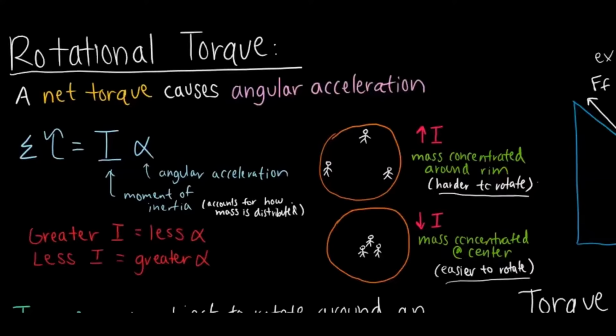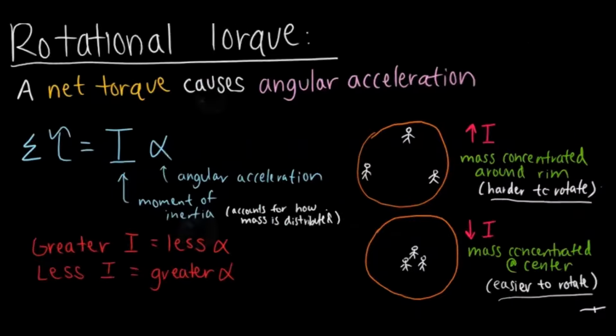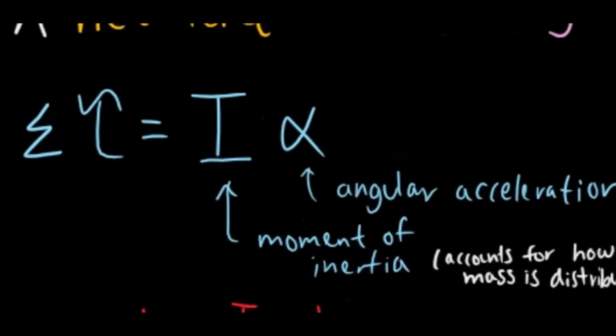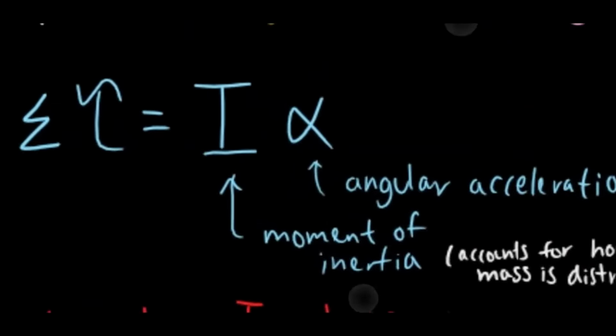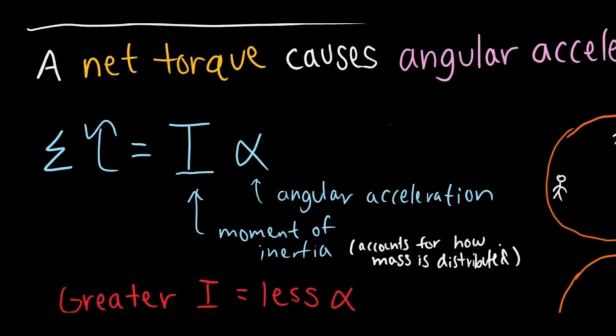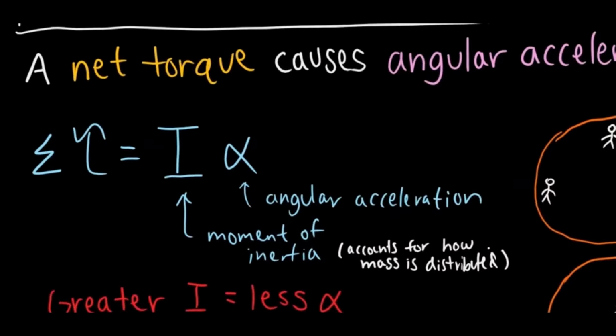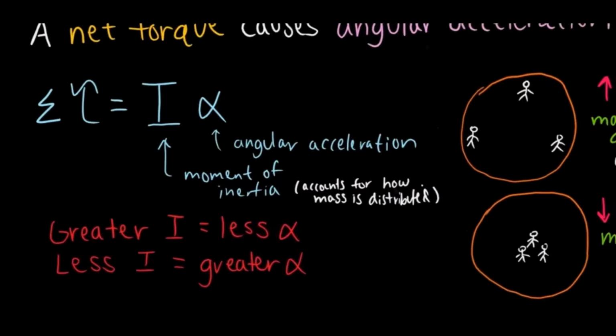All right, so the next big topic is rotational torque. So this sort of connects with forces and dynamics, right? A net torque is going to cause angular acceleration. And the equation here is net torque equals moment of inertia, which is sort of like mass, except it accounts for how mass is distributed, times angular acceleration. So that's very similar to net force equals ma.